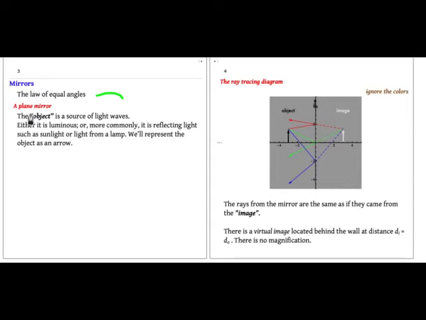And our first example will be a plane mirror. So in other words, we have a mirror and we have some kind of an object. Maybe it's a bowl of flowers. And you're standing someplace, maybe you're standing back here and you're looking at the reflection of the object, this bowl of flowers, in the mirror.